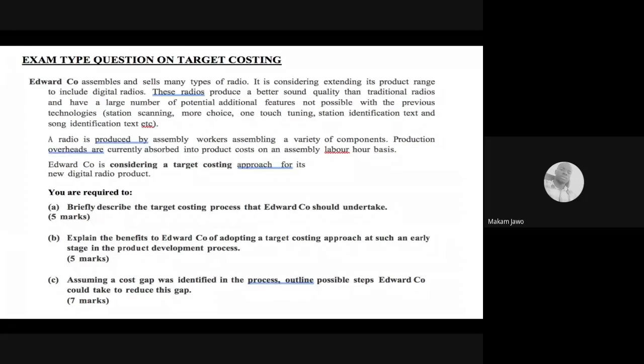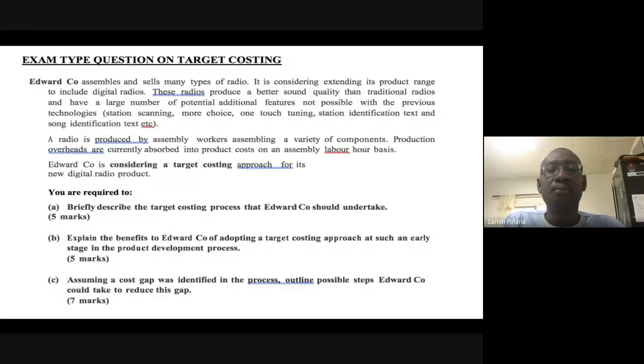Which will enable you to do value engineering, where you try to minimize costs. After comparing your target cost to your current or budgeted unit cost, you will find a gap, a difference between the two numbers. The gap can be bridged by using value engineering. Okay, so what is value engineering, Makam?